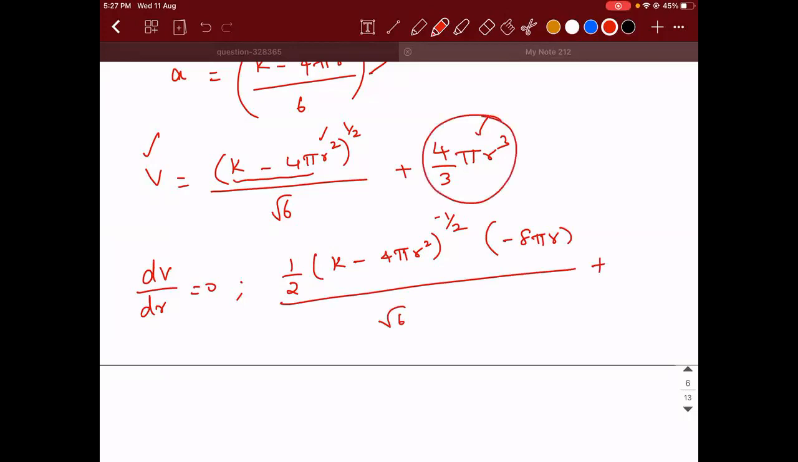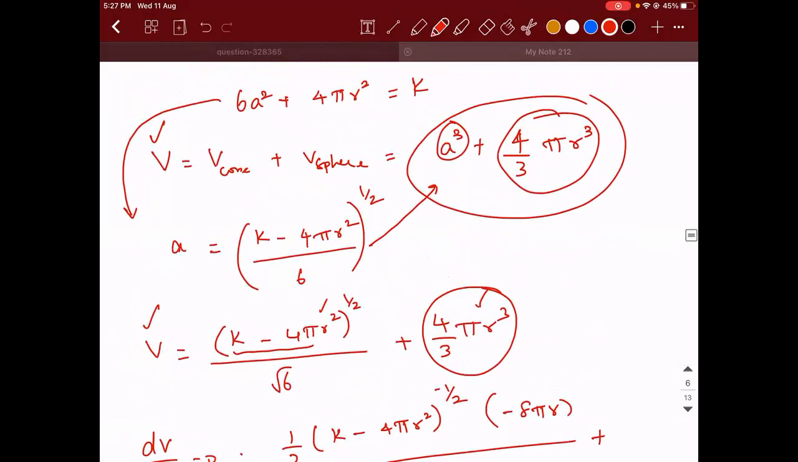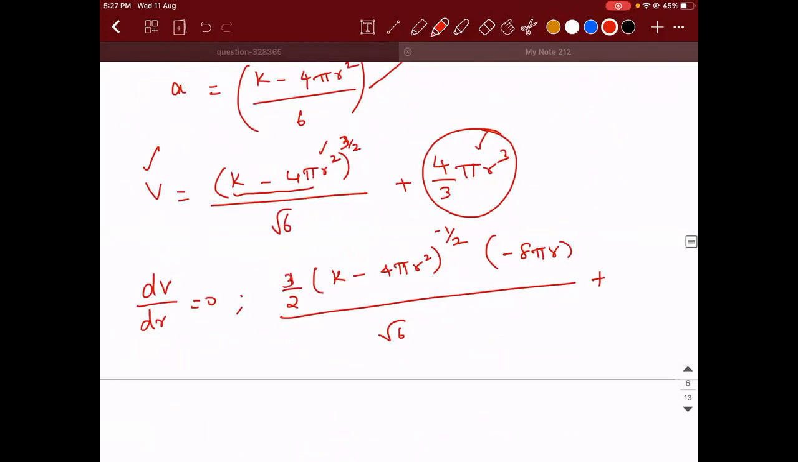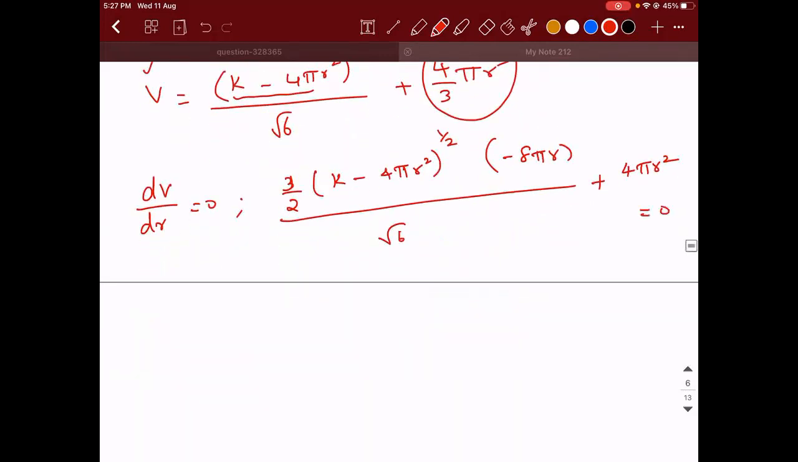Plus, remember, the derivative. Sir, 1 by 6 should come now as the power for k minus 4 pi r square because it's a cube. The power is 3 by 2. Oh, sorry, that's right, 3 by 2. Now 3 by 2 minus 1 will become plus half, correct? Good that you told before itself. Plus 4 by 3 pi r cube gives 4 pi r square. This should be equal to 0.